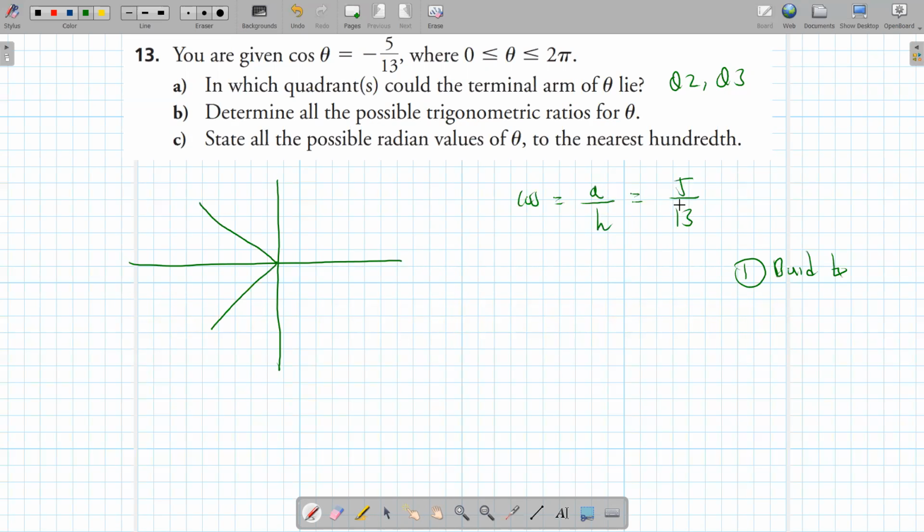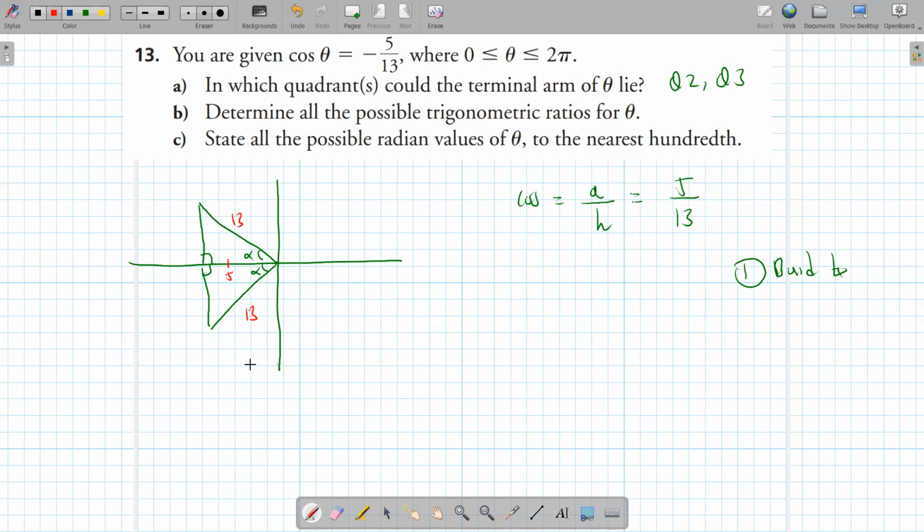Which is 5/13. So that means both of these triangles, let's say our alpha is here, right? Alpha is here. Our adjacent is 5 units. So this guy right here is 5 units, and the hypotenuse is 13 units.